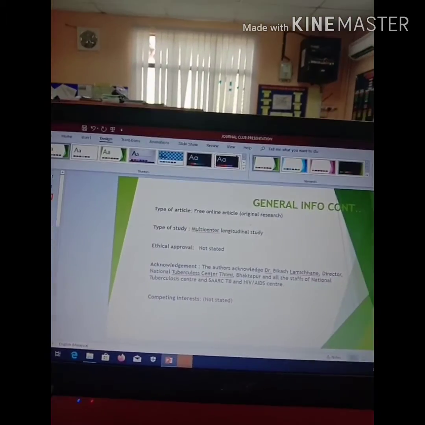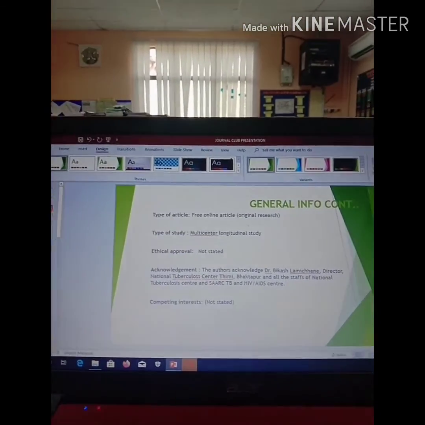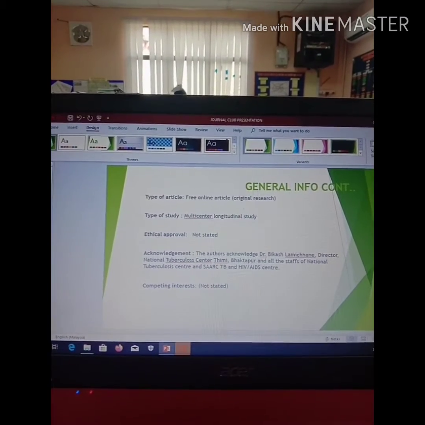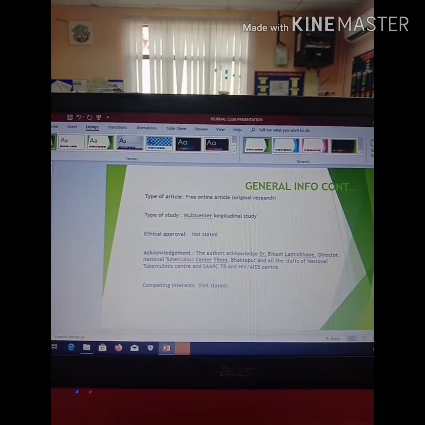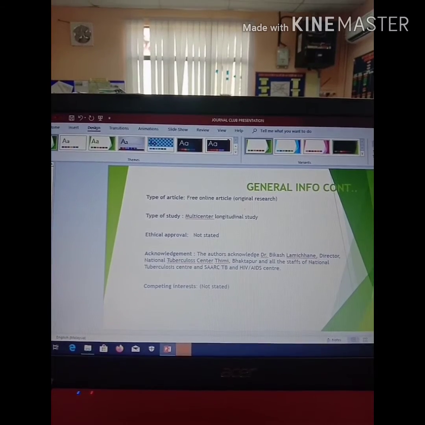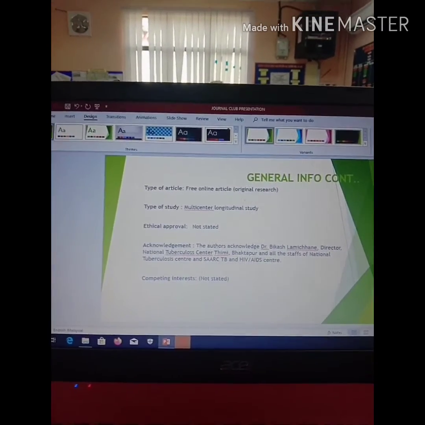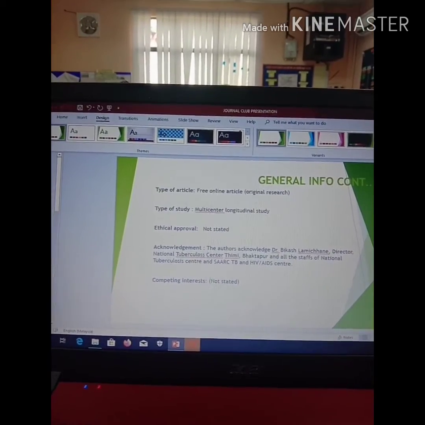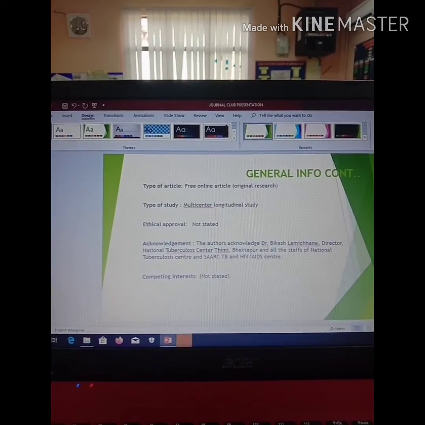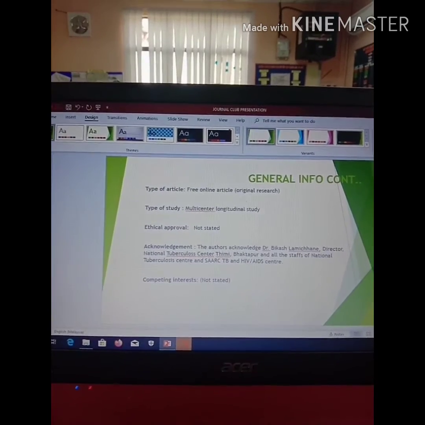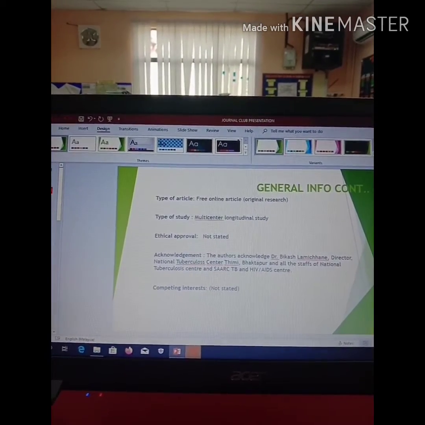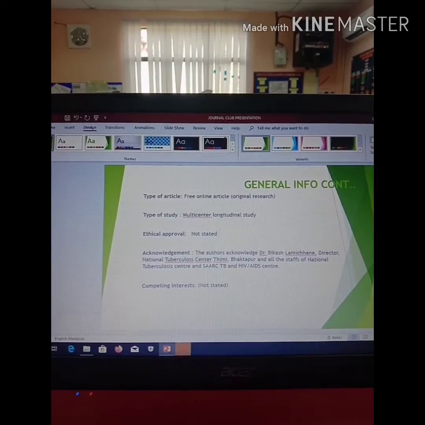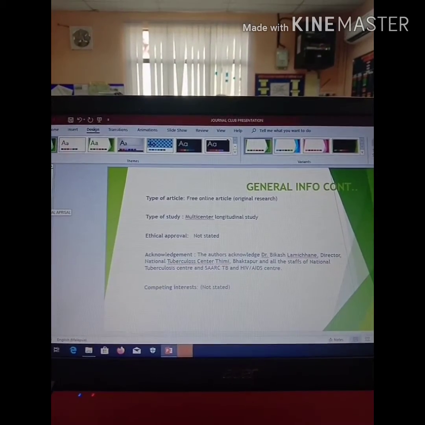Type of article is free online article. This is an original research. Type of study is a multi-center longitudinal study. Ethical approval is not stated. For the acknowledgement, the authors acknowledged Dr. Bikash Lamichhane, Director, National Tuberculosis Center, Thimi, Bhaktapur, and all the staff of the National Tuberculosis Center and SAARC TB and HIV/AIDS Center. Competing interest is not stated in this journal.